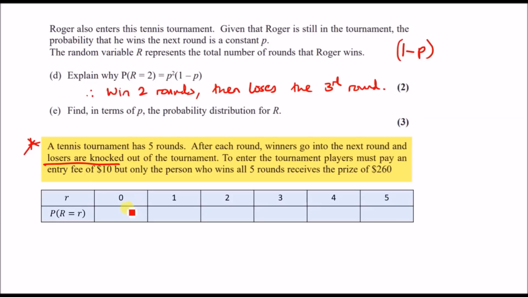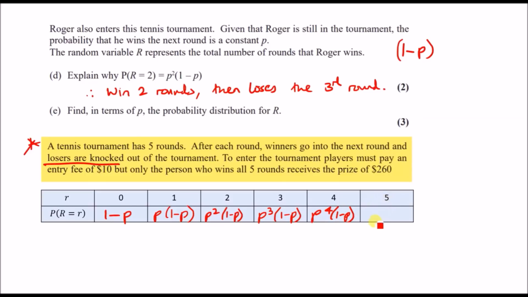So for the first case, if he lost immediately, it'll be 1 minus p. For 1, this means that he won 1 game. So he definitely won 1 game, but that means he already definitely lost afterwards. Otherwise, it would have gone to the next numbers. For 2, it will be p squared, and then 1 minus p. Here he won 3 games, and then stop there. Here he won 4 games, so close, but stop there.